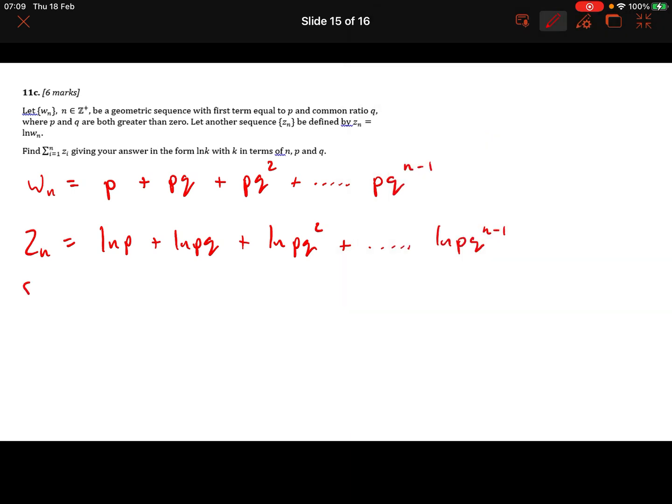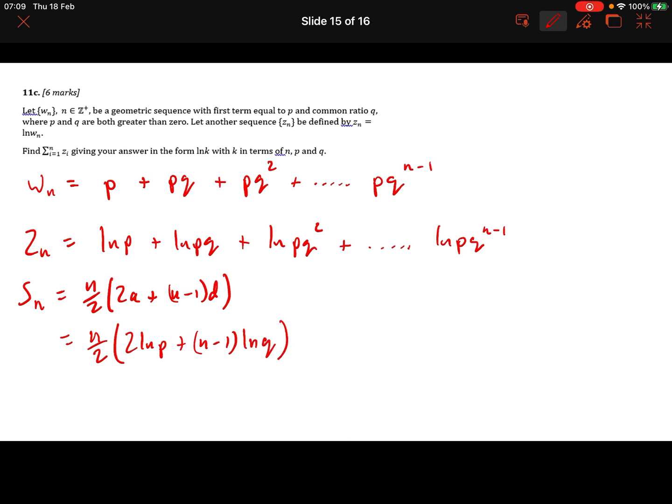And how do we find the sum of an arithmetic sequence? It's n over 2 times (2a plus (n minus 1) times the common difference). So n we don't know, we'll just leave that, n over 2. a we do know is log p, so that's going to be 2 log p plus (n minus 1) times the common difference, which we just established was log q. So let's try and simplify this. We have to try and reduce this to a single logarithm. So it's going to be n over 2 times (2 log p plus n log q minus log q).